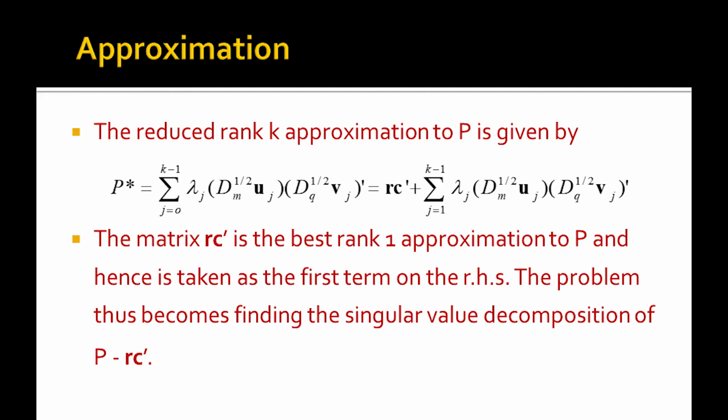And the problem now becomes finding the singular value decomposition of P minus RC prime. We take the RC prime term to the left hand side, and instead of looking at P, we are now concerned with looking at P minus RC prime. Remember, like P, RC prime is very readily obtained from the marginals of the rows and the columns. So we take that out and try and approximate the remaining terms. That is what we'll be trying to do.